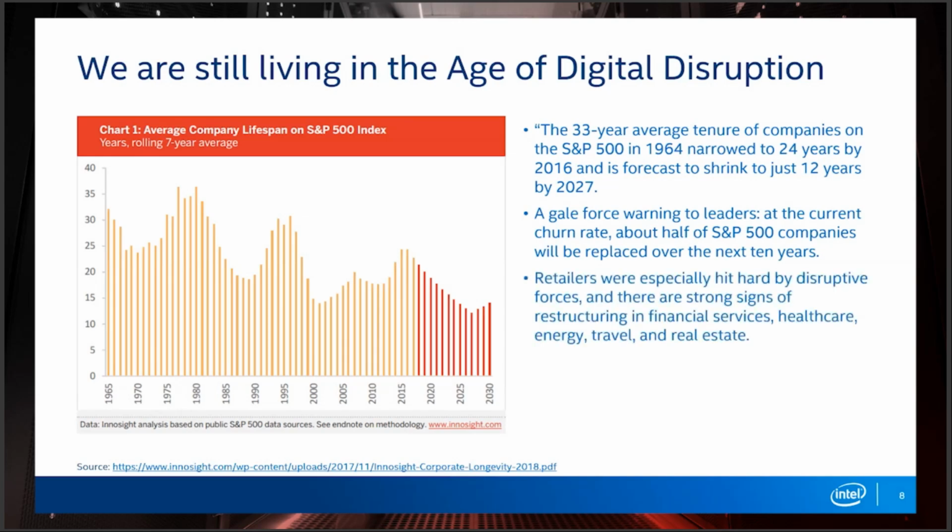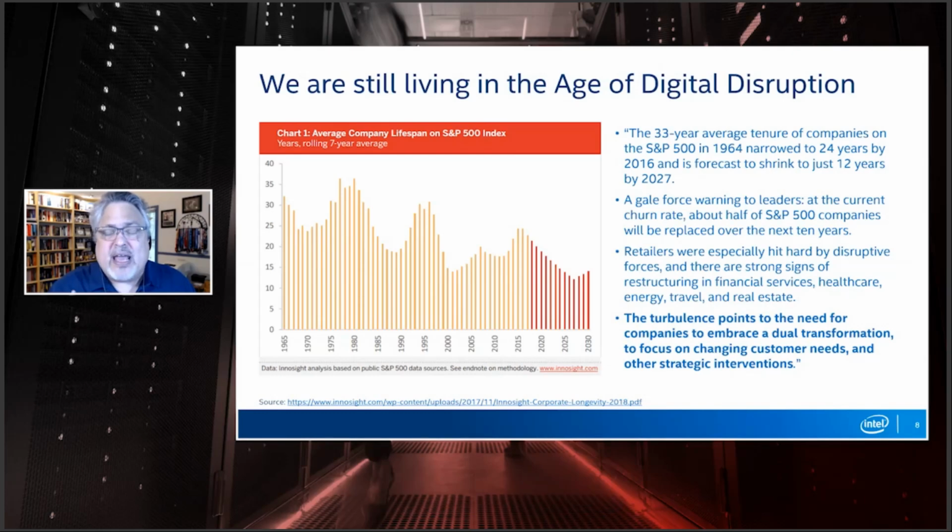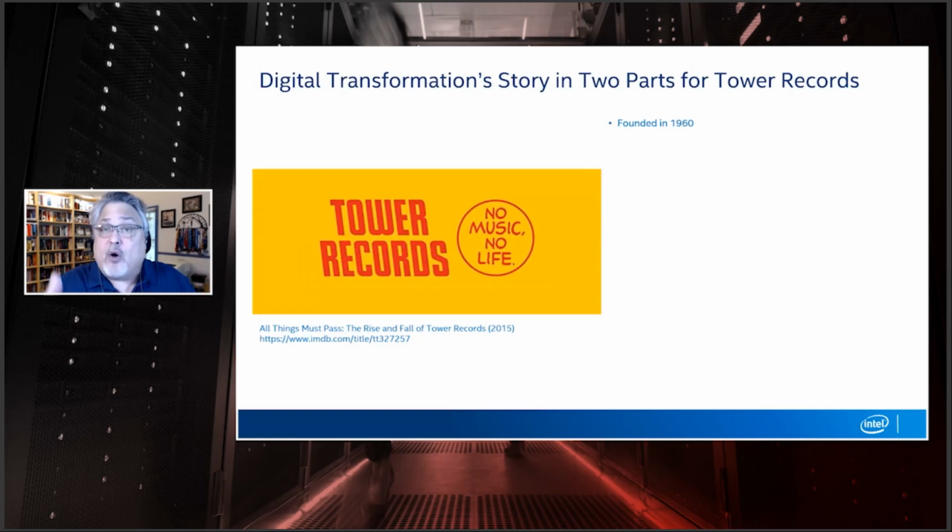They point out that retailers were especially hit hard, as I was just mentioning. But there are also strong signs of digital disruption to a number of other industries going forward. As I mentioned, societal digital transformation is going to affect every business. So we all have to come up with a strategy for how we're going to move forward into this new era. And the folks at Innosight conclude that it points to the need for companies to embrace a dual transformation, to focus on changing customer needs and other strategic interventions. That's, again, a little non-specific for me. What I would suggest is that a digital transformation strategy is one where you focus on the customer.